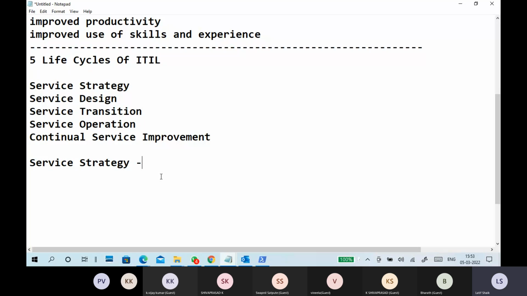Next, the first one I said is to identify. First, identify your service or business and customer.